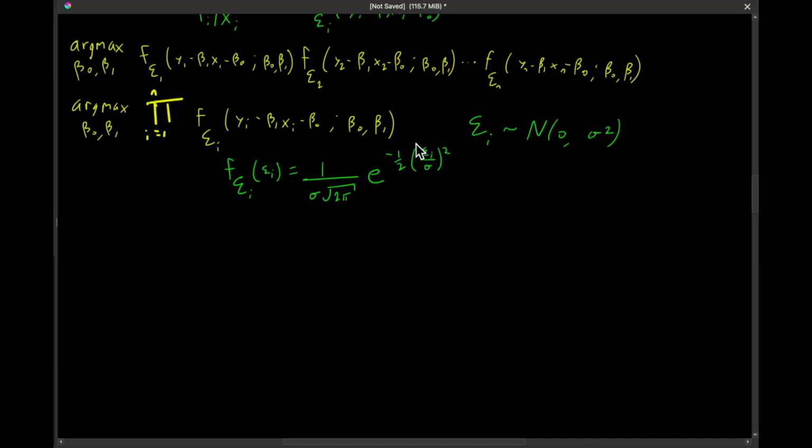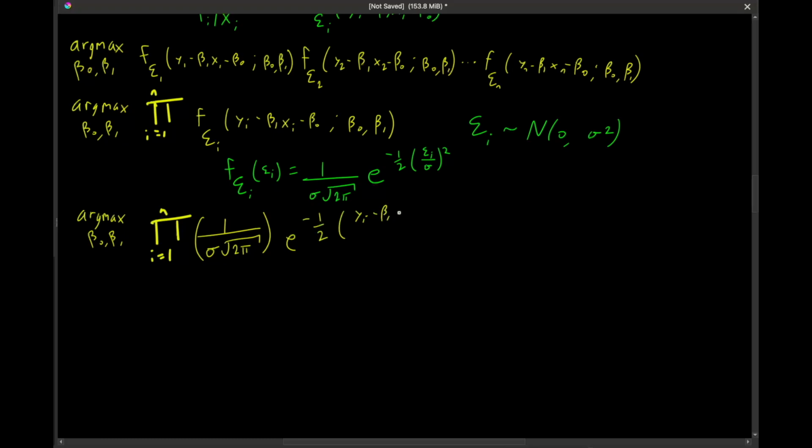So if we plug in this distribution here into this argmax, what do we get? Well, we get argmax over the betas from i equals 1 to n of this formula, but instead of little epsilon i, we have this whole expression. So it would be 1 over sigma times square root 2 pi times e to the negative half times yi minus beta 1 xi minus beta 0 all over sigma and this thing squared. Now again, just like before, this is a positive constant, so we can just get rid of it. It does not affect the argmax.